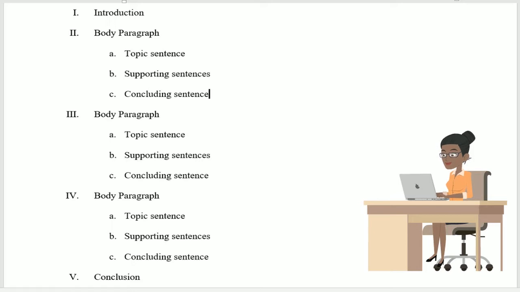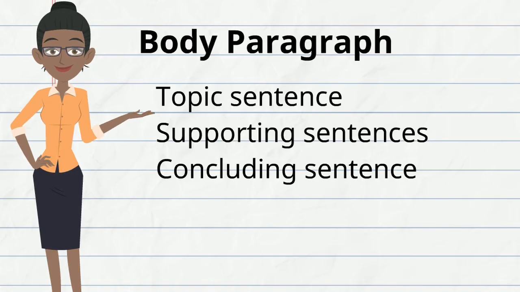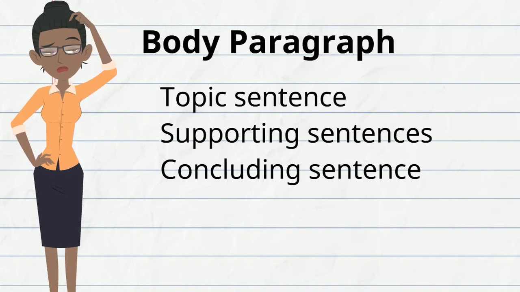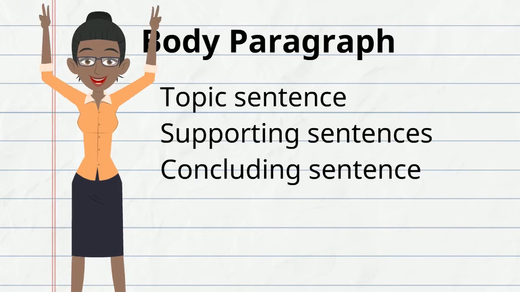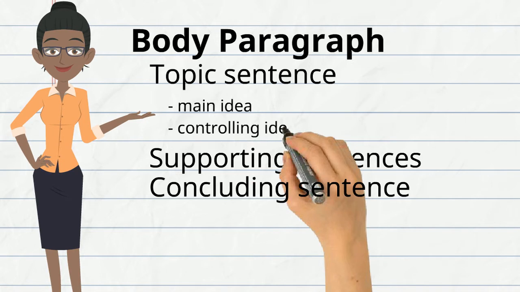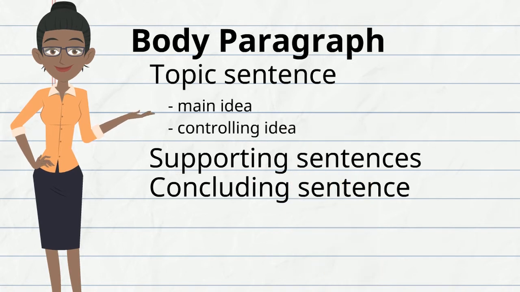Let us talk a little more about each of these components. What are the 2 parts of a great topic sentence? That is right. A great topic sentence has a main idea and a controlling idea. The main idea tells the reader what the paragraph is about, and the controlling idea tells the reader how your paragraph is organized.